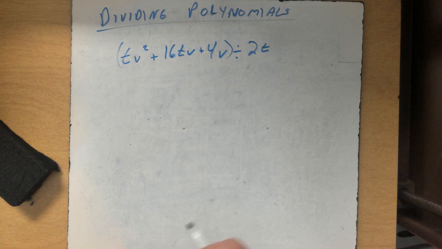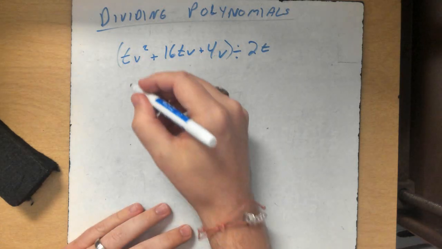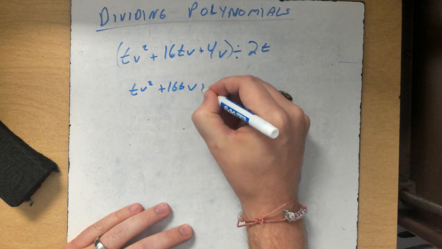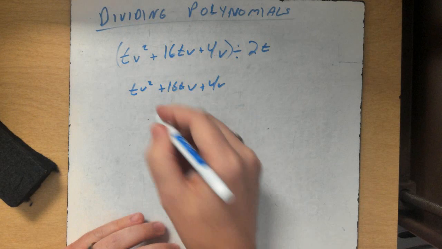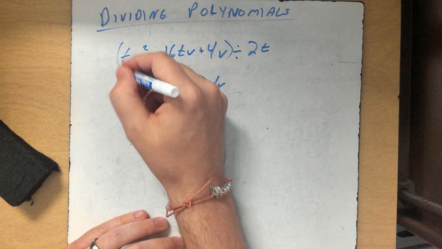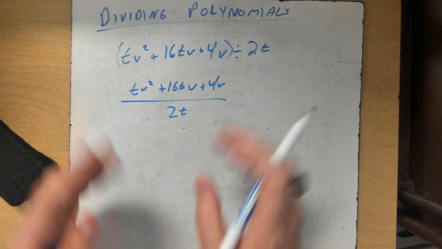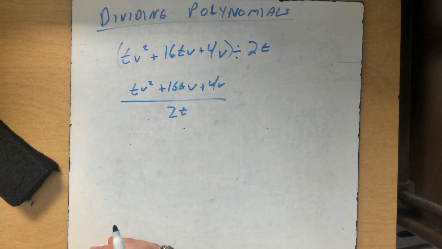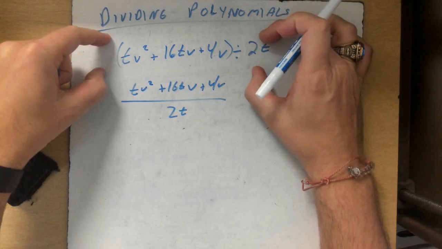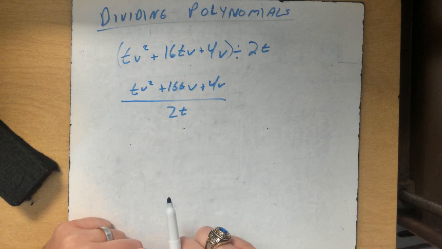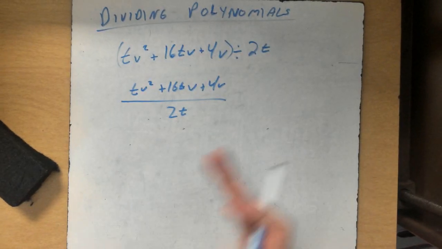Okay. So all I have to do is rewrite it in that fraction form, right? Where we just take our tv squared plus 16tv plus 4v, and we're just going to put it all over 2t, because remember this is in parentheses, so it's all together. We can just take it and put this underneath it in that fraction, and now we have it the way we're used to, okay? So if you see it written this way, just take your last term here, put it underneath the fraction mark, boom. Now we're going to split it up.